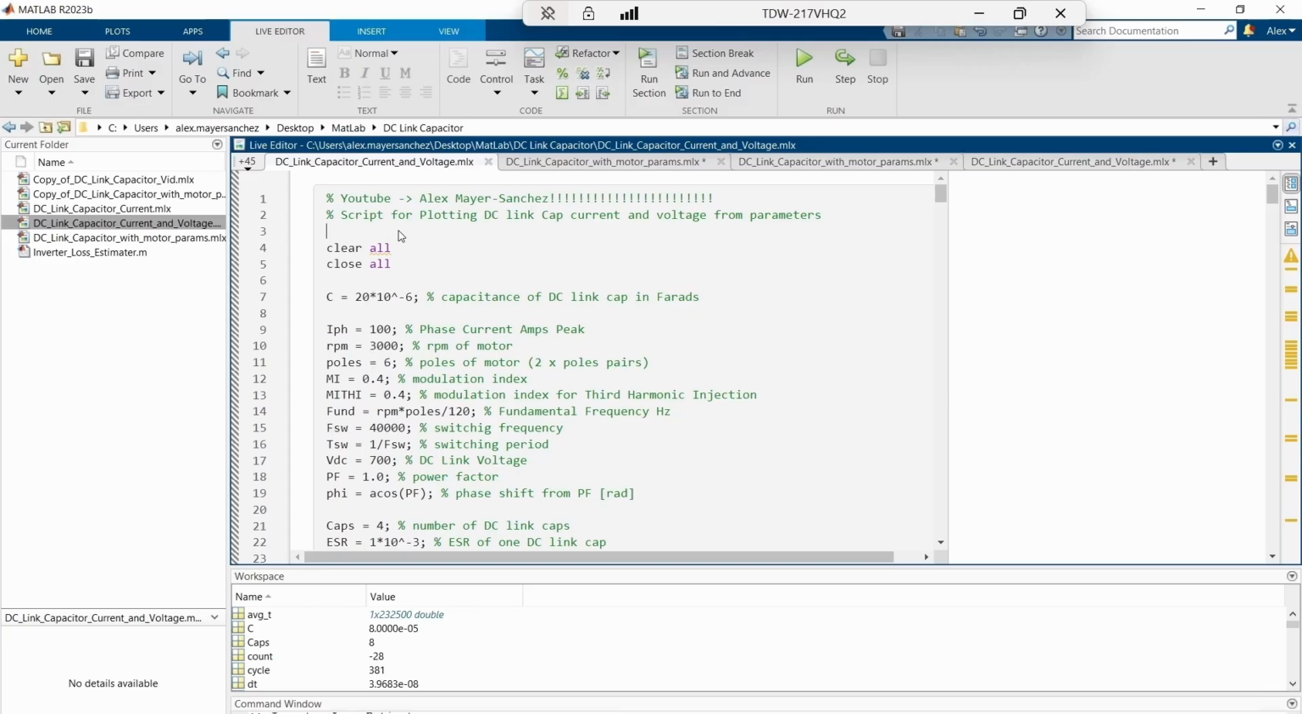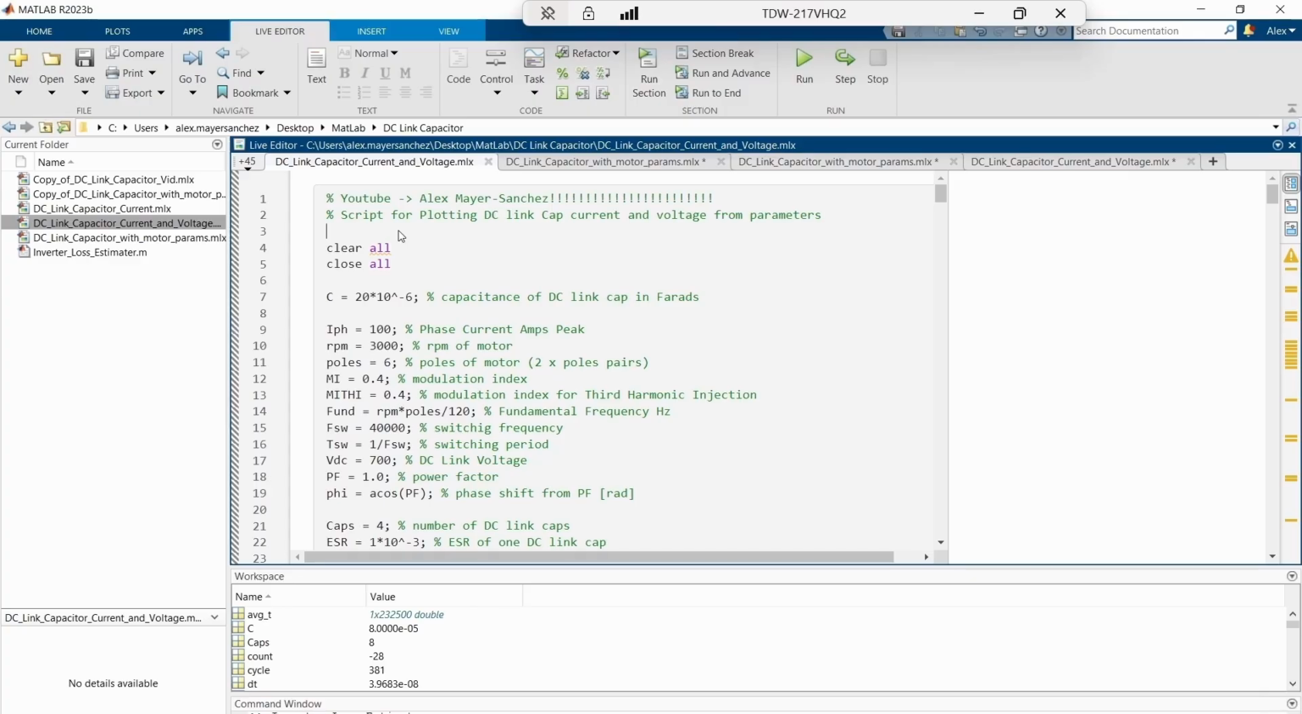This first video, I think I'll just cover how the 3-phase inverter works basically, and how I'm plotting characteristic waveforms of a 3-phase inverter in MATLAB right now.